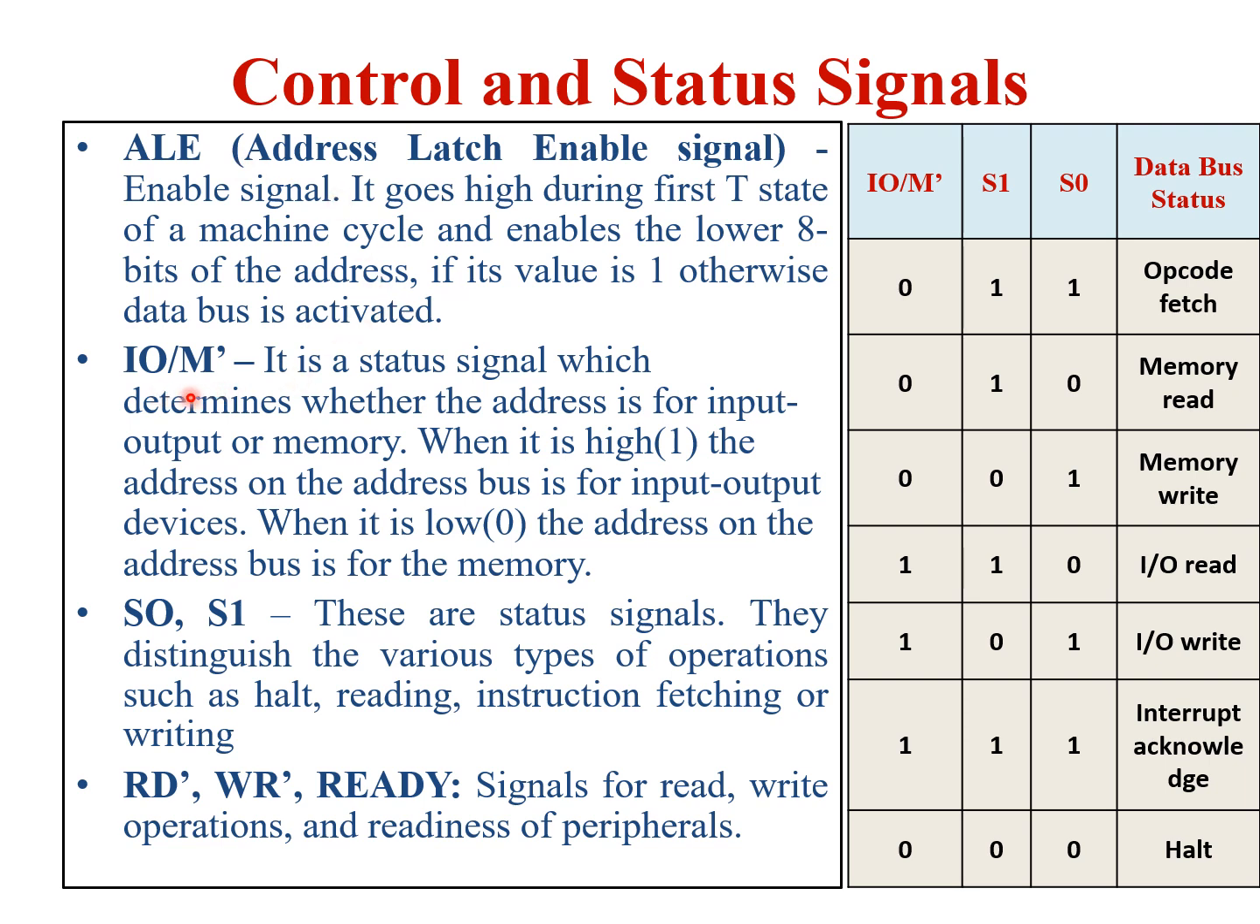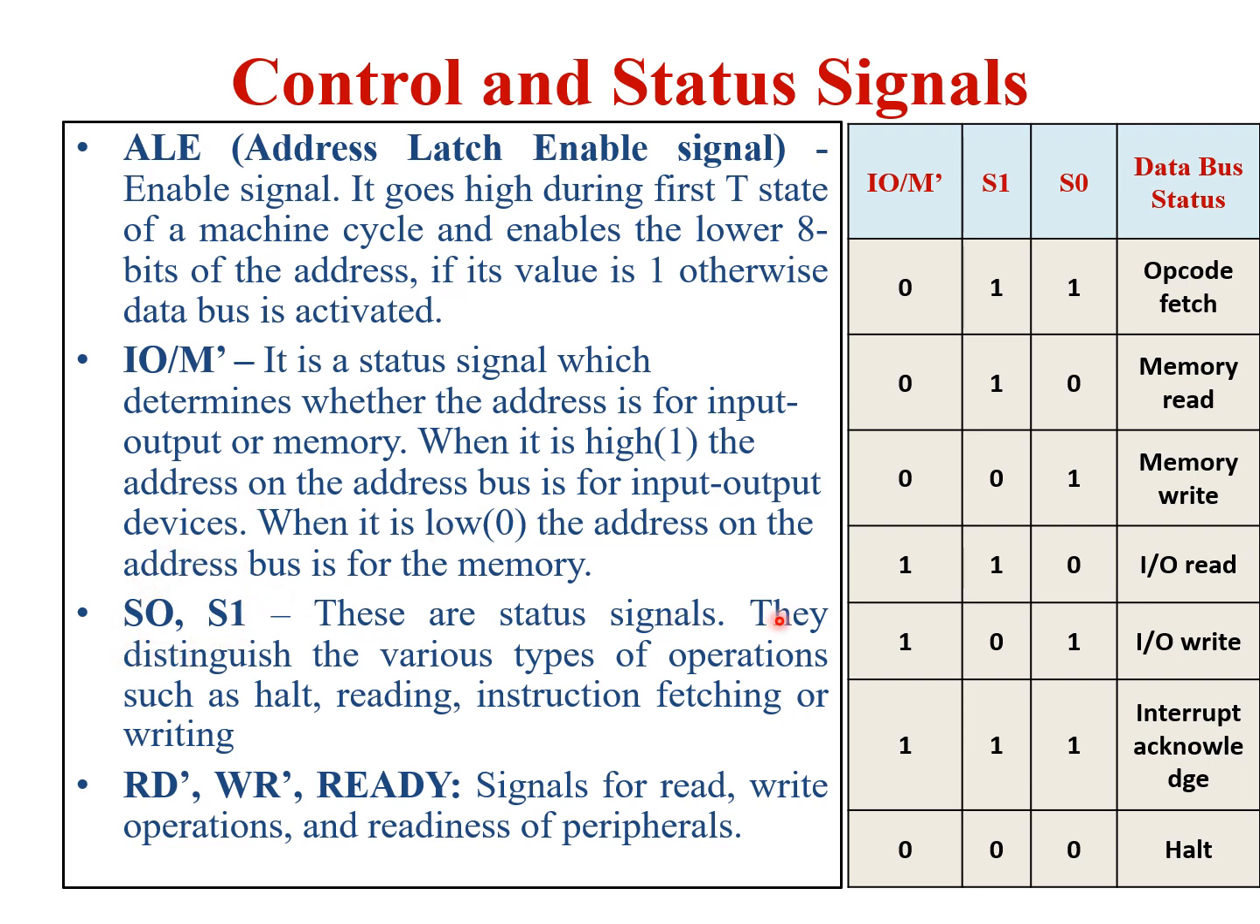Then next to this is the IO/M bar pin. This states whether the microprocessor is going to communicate with the memory or an IO device. When it is communicating with the memory device, then this pin will be low. When it is communicating with the IO device, then this pin will be high. So based on the IO/M bar, we can state whether it is communicating with the memory or IO device. Then next to this there are two pins, S0 and S1.